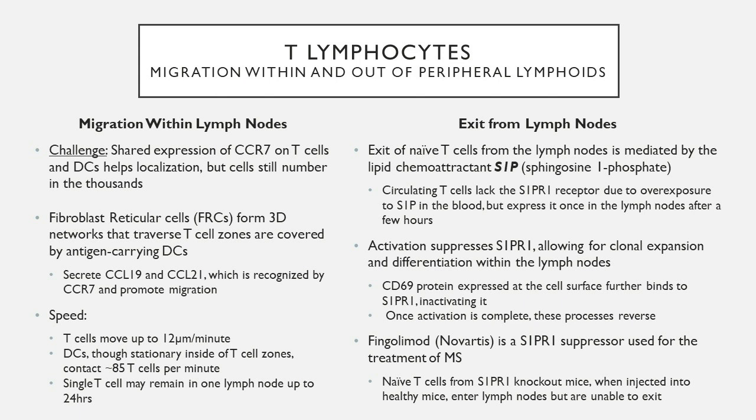And a single T cell may remain in a lymph node for up to 24 hours. So there's a really high chance that these T cells are going to find a dendritic cell expressing that antigen that's specific to them, if it's there. And if not, then they exit from the lymph node.